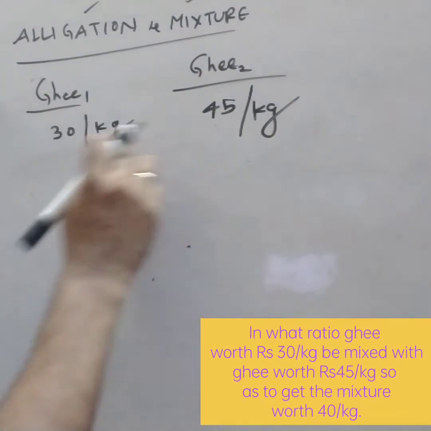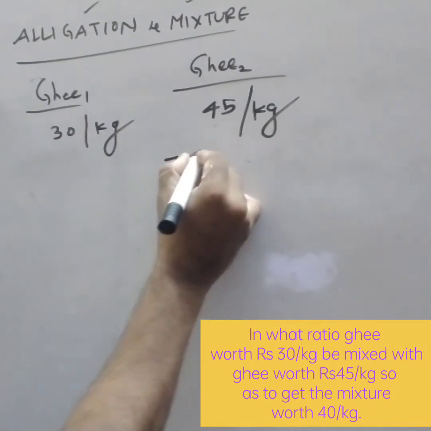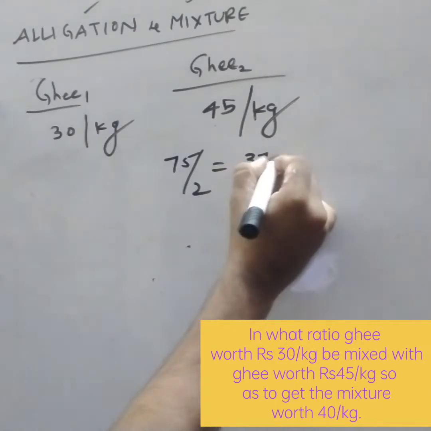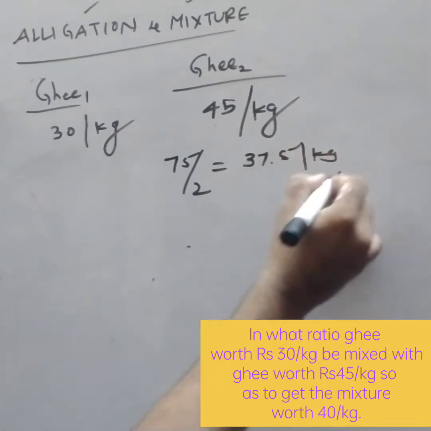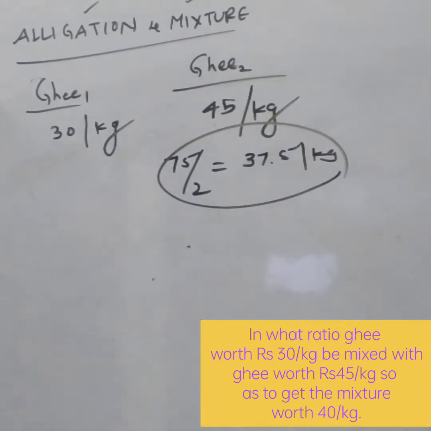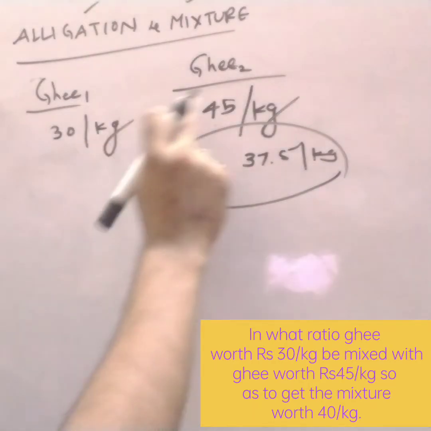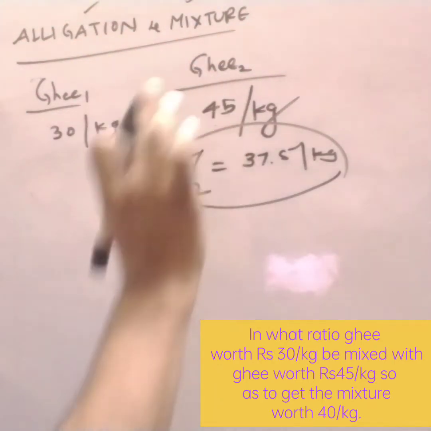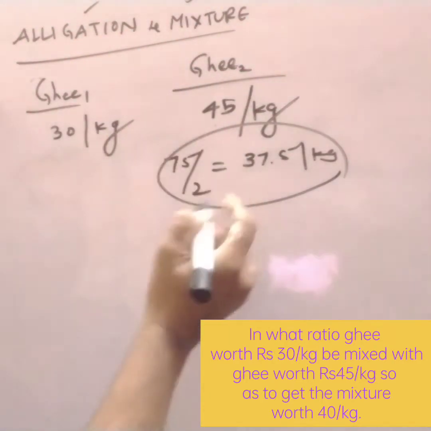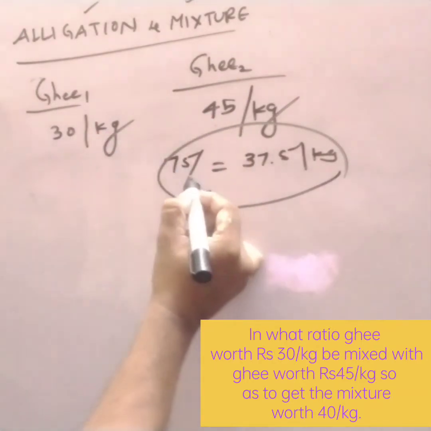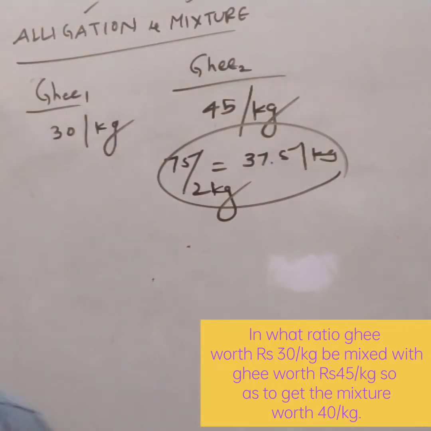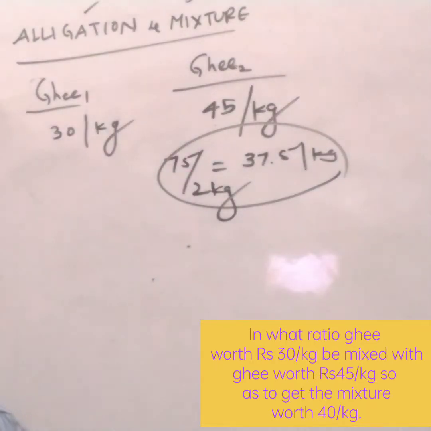So 40, 50, 60, actually it is 75, 2 kgs. If I mix it, that is 37.5 per kg. So cost price for me is 37.5. If I take 1 kg of ghee at 30 rupees per kg and second quality at 45 rupees per kg, if I mix it, I am getting 75, but it is 2 kgs. So each kg for me cost price is 37 rupees 50 paise only.